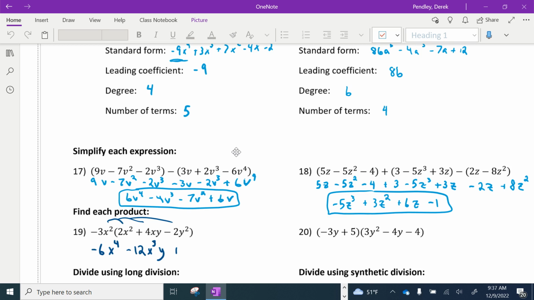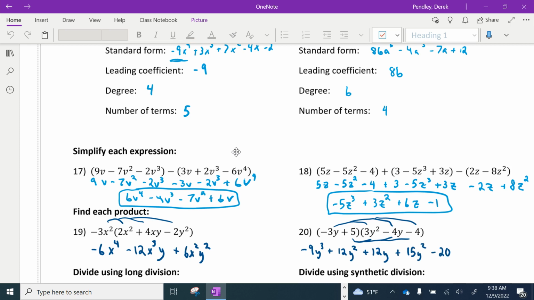On number 20, we need to multiply the first term by everything in the trinomial. Then we need to multiply the second term by everything in the trinomial. So we have negative 9y cubed plus 12y squared plus 12y plus 15y squared minus 20y minus 20.